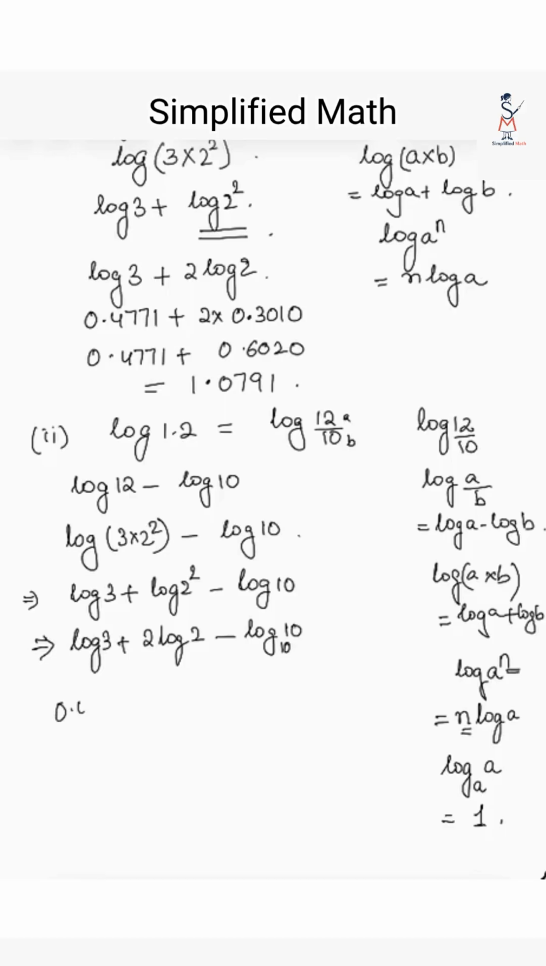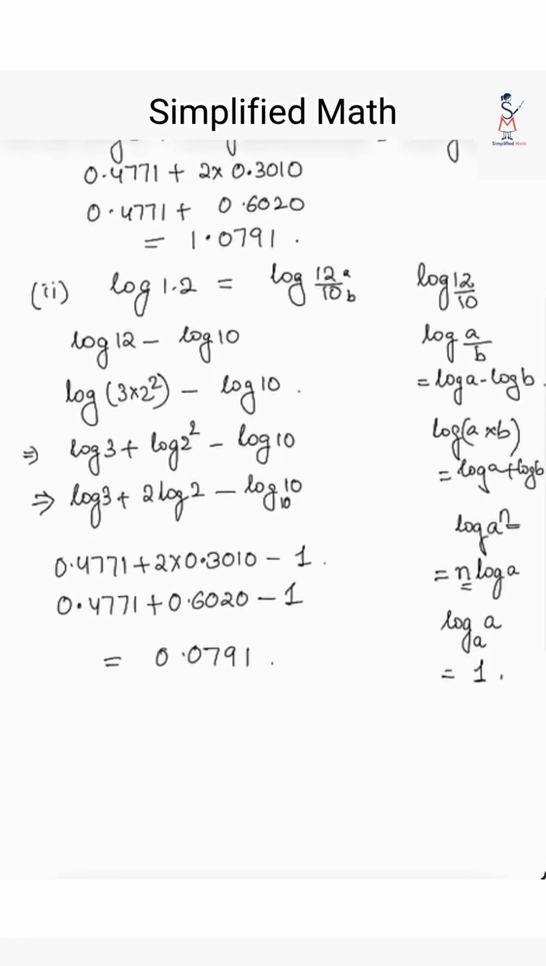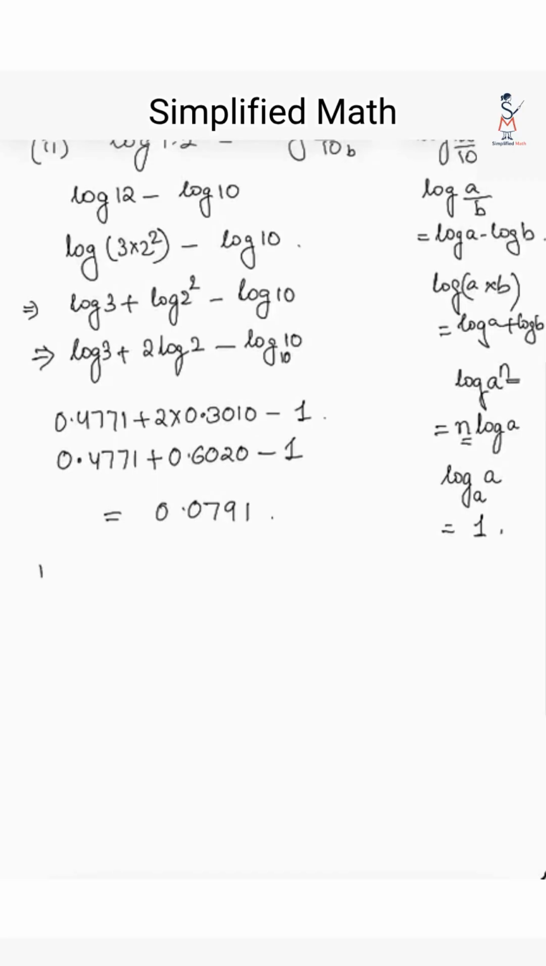Log 3 is 0.4771 and 2 into 0.3010 minus 1. That will come out as 0.4771 plus 0.6020 minus 1. So this will come out as 0.0791. Fine.